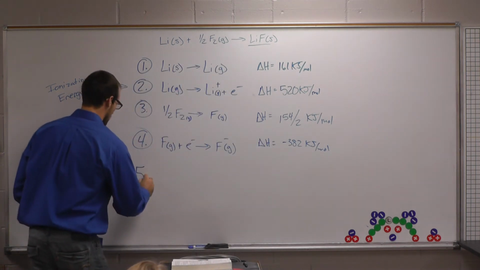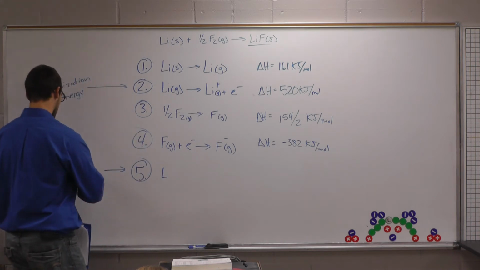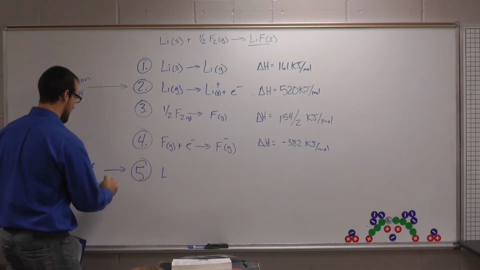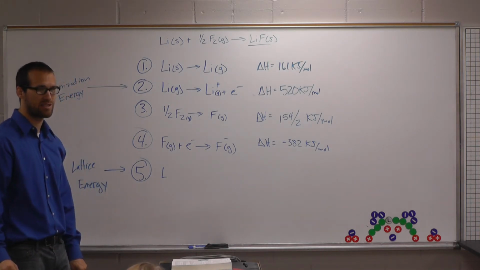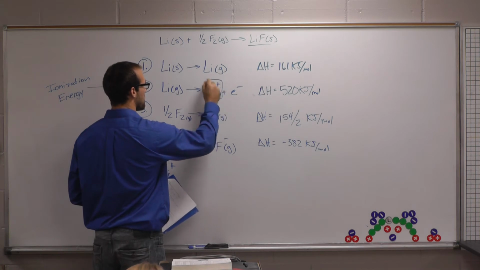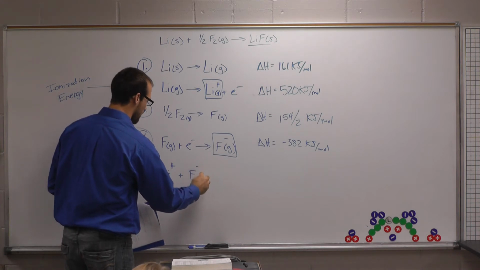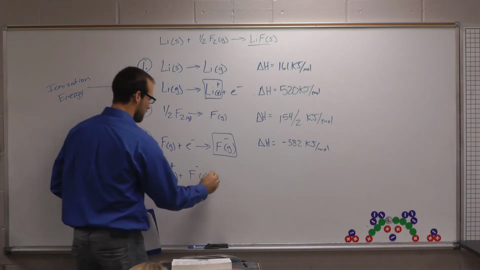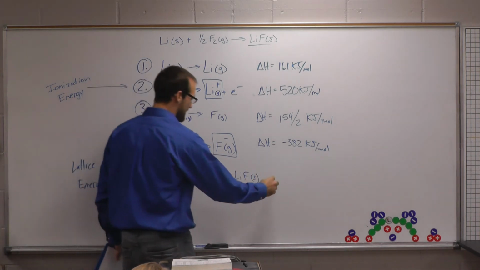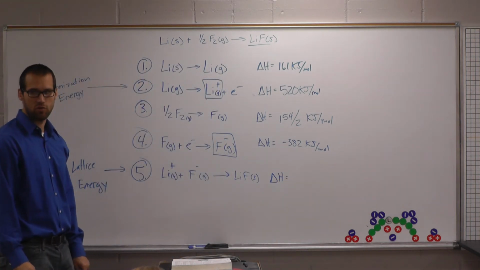Okay, then the last step is the one we want to spend some time focusing on. The last step is the lattice energy. Because by definition, we said lattice energy is the energy given off when going from gaseous ions to solid form. So we have gaseous lithium ion and gaseous fluoride ion that are going to form our solid. And this lattice energy is a huge dumping of energy.